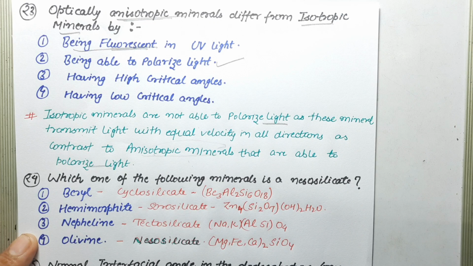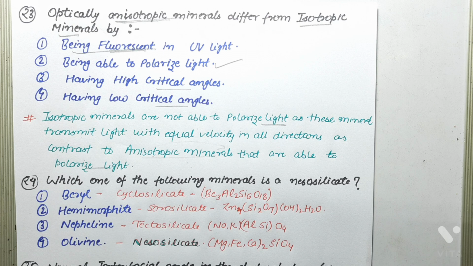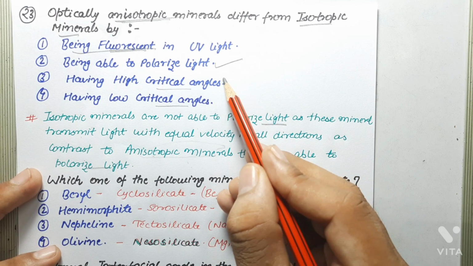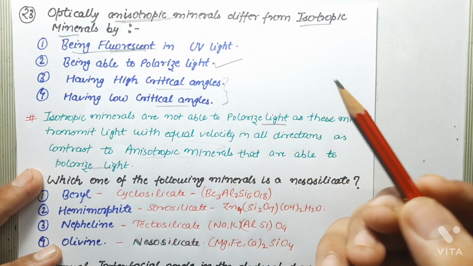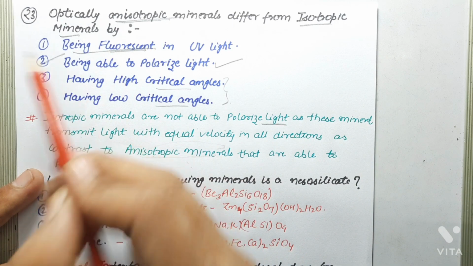Now this is critical angle. Critical angle is the angle of incidence at which the ray is neither reflected nor refracted but moves along the interface between two media. Okay, now critical angle is used in instruments called refractometers to determine refractive indices of certain substances. It may be anisotropic or isotropic. So these are also not the conditions. Okay, so the correct answer of this question is being able to polarize light.